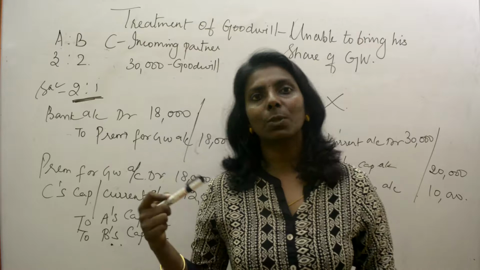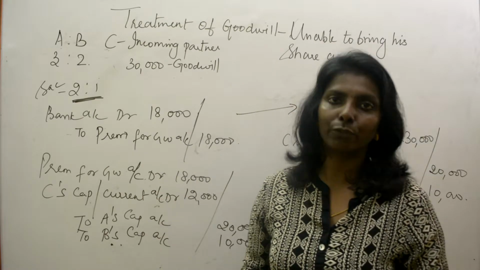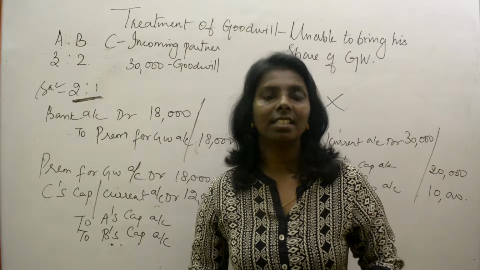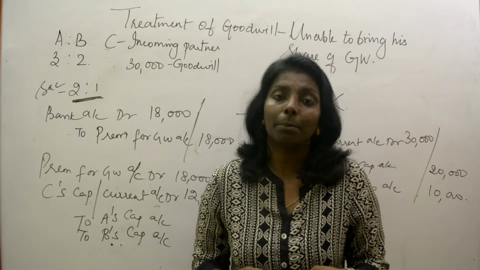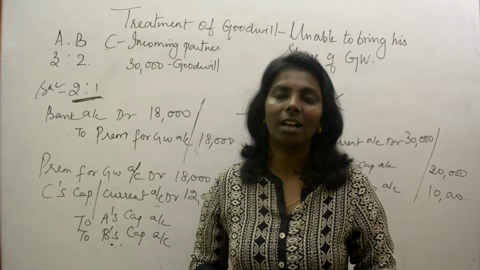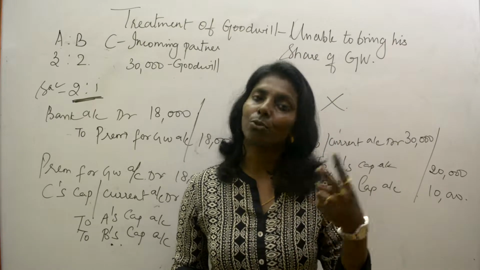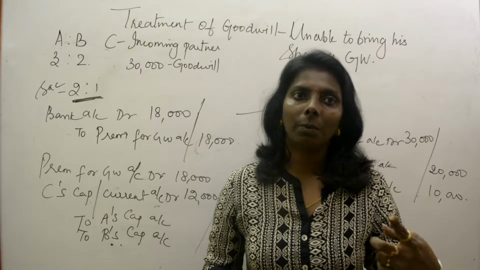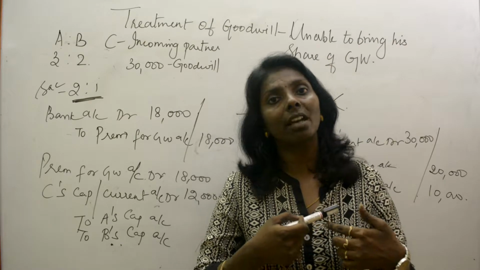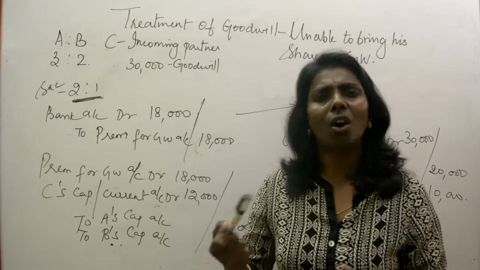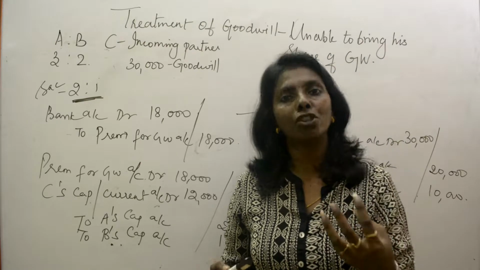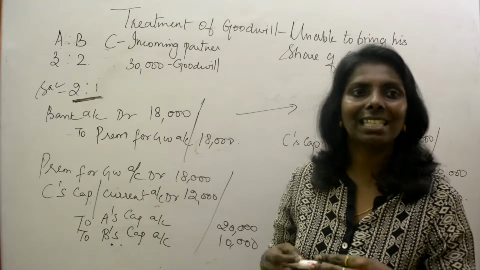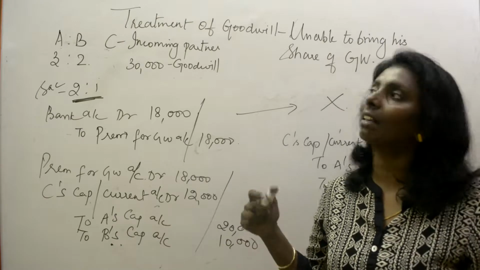Hi, in this video we're going to see the treatment of goodwill. In this case, if an incoming partner is unable to bring in his share of goodwill, how are we going to treat it? There will be two cases in this. One, he might not be able to bring in his entire share of goodwill, or he might bring in only a portion or part of his share of goodwill. So we'll see how we're going to account for it in that case, okay?